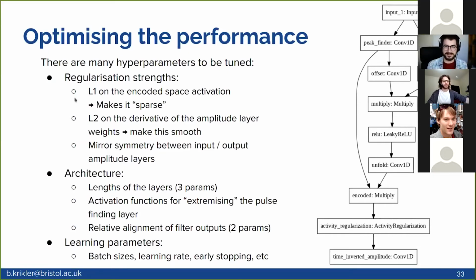I'll summarize here. We have three different sorts of regularization. First, an L1 regularization on the activation of the encoded space. This encourages the encoded space to be very sparse. Second, an L2 regularization on the element-wise difference between samples in the learned amplitude layers. This is to encourage that you learn a smooth amplitude rather than learning just a lot of noise. And then you have a term between the time-inverted and the original amplitude layer, so there's a parameter there that sets the strength of that term.